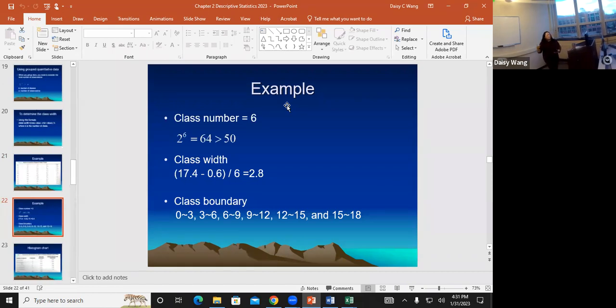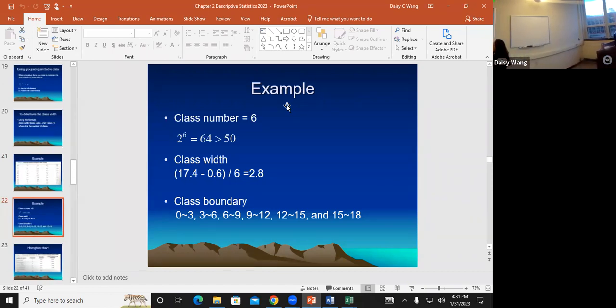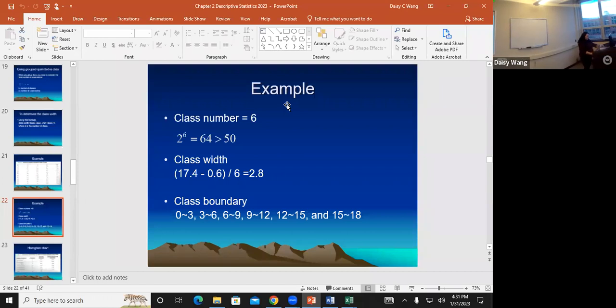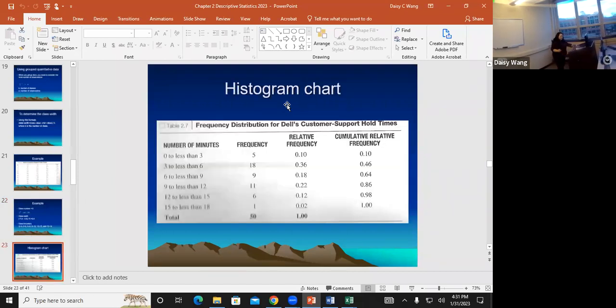So that means we can put it like from 0 to 3, 3 to 6, 6 to 9, 9 to 12. We can kind of round it, or if we want to use 2.8, that's okay. Then we would use like 0.4 to 3.2, something like that. But to make it easier, we'll use 0 to 3, 3 to 6, and then up to 15 to 18. So we have 6 different categories. By using that, we can calculate the frequency, the relative frequency, and then the cumulative frequency.